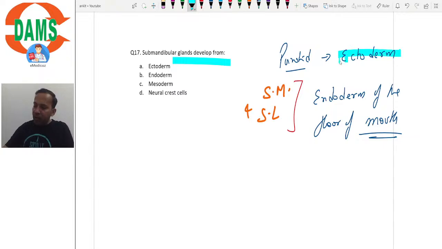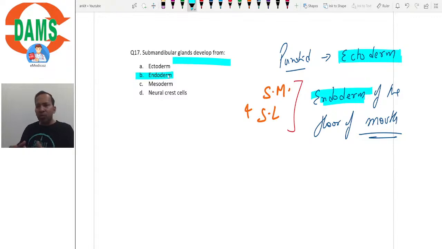So parotid is an ectodermal derivative, submandibular and sublingual glands are endodermal derivatives, right? So what will be the correct answer here? The correct answer here would be option B, that is endoderm. Is it clear? Option B, endoderm, that is the correct answer in these questions.